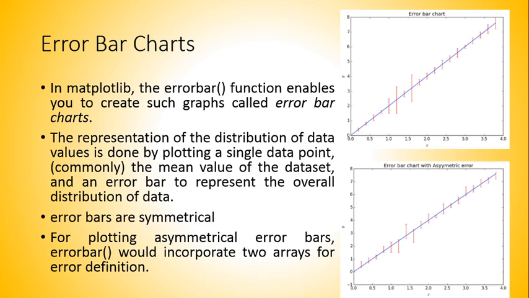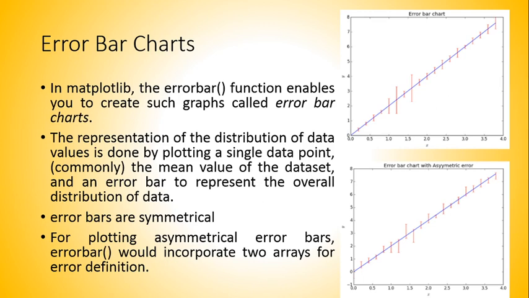The representation of the distribution of data is done by plotting a single data point, commonly the mean value of the data set, and an error bar to represent the overall distribution of the data. To accomplish this, a simple code has been shown, not in Matplotlib, but on the Google Colab platform, which plots an error bar. It is just a simple code for demonstration purposes, and you will see that we have defined an array for this purpose.